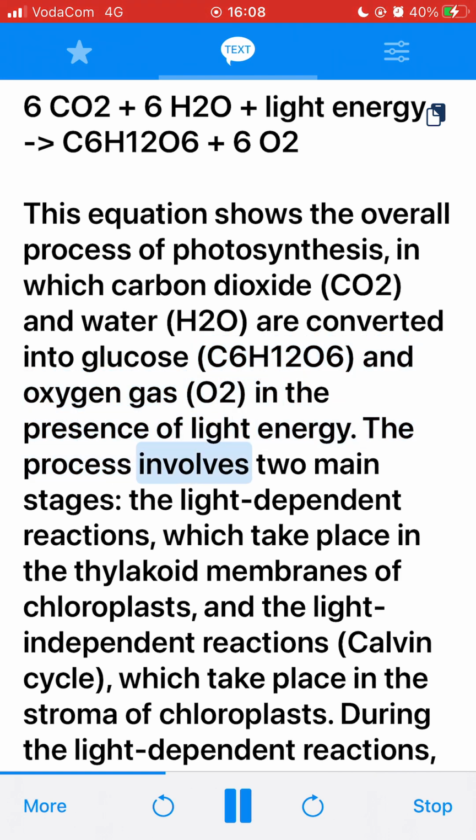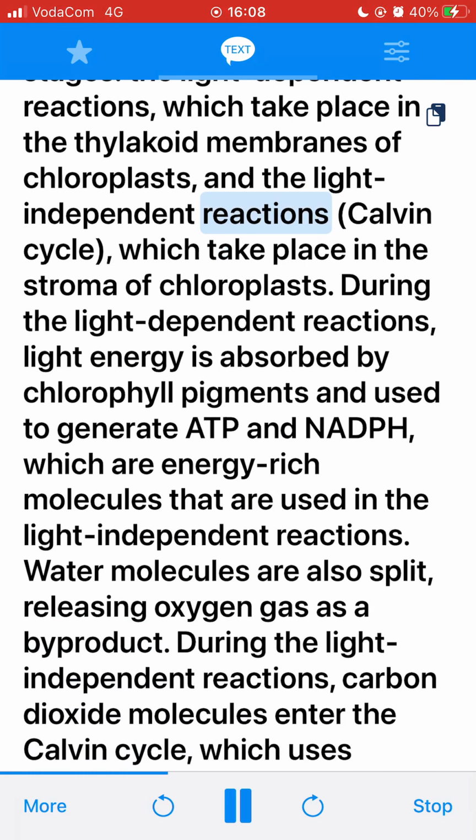The process involves two main stages: the light-dependent reactions, which take place in the thylakoid membranes of chloroplasts, and the light-independent reactions, Calvin cycle, which take place in the stroma of chloroplasts. During the light-dependent reactions, light energy is absorbed by chlorophyll pigments and used to generate ATP and NADPH, which are energy-rich molecules that are used in the light-independent reactions. Water molecules are also split, releasing oxygen gas as a byproduct.